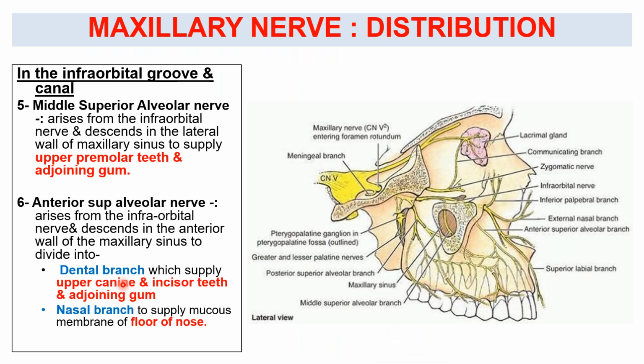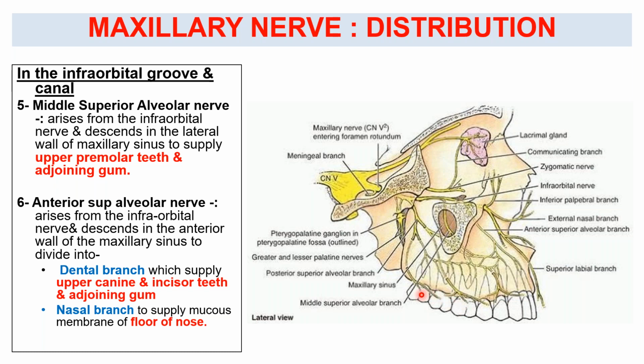In the infraorbital groove and canal, these were the middle and the anterior superior alveolar nerves. So remember, the upper premolars will be supplied by the middle superior alveolar nerve, and the anterior superior alveolar nerve is going to supply the upper canine and incisor teeth and the adjoining gums, and with the nasal branch also going to supply the floor of the nose.